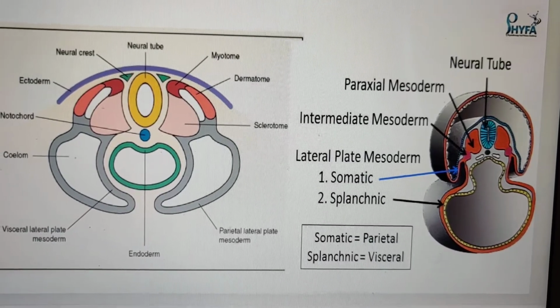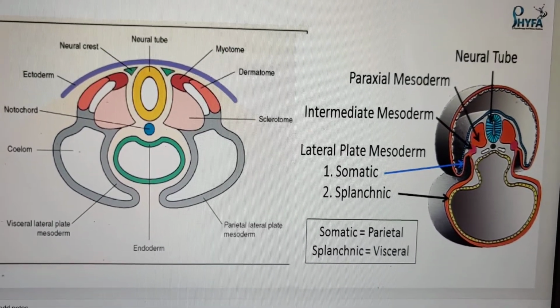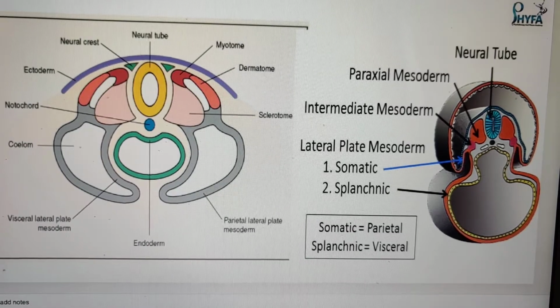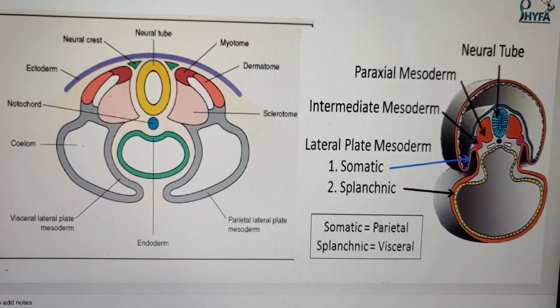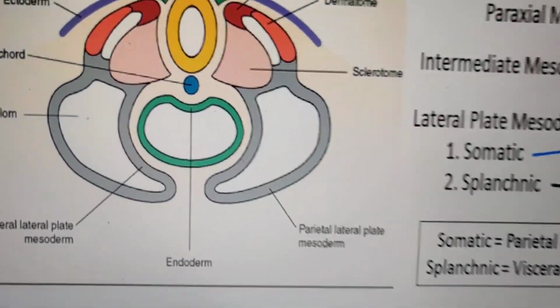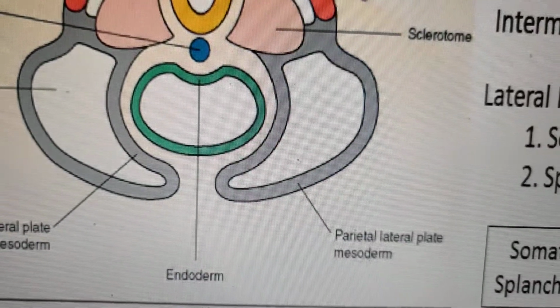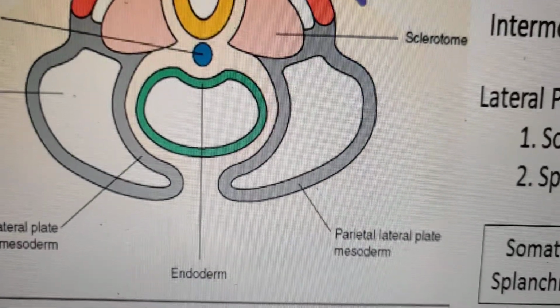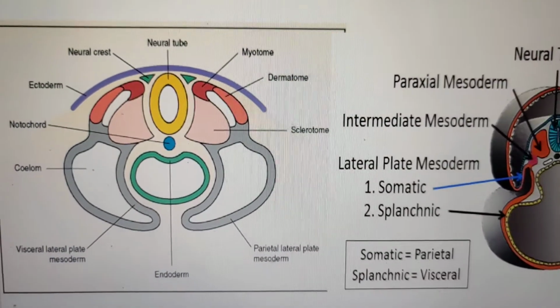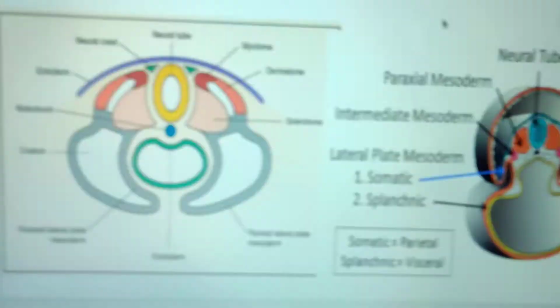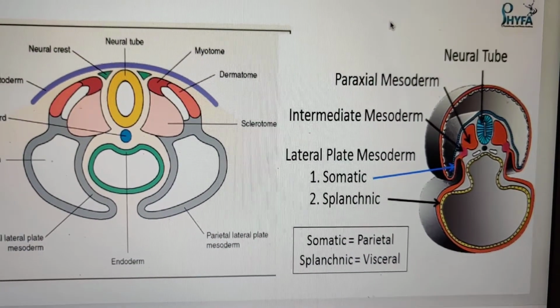And when this trilaminar disc rolls like a cylinder, something like you are rolling a paper, then you can see that the endoderm converts itself into an endodermal tunnel. Now here, what happens to the mesoderm? Let's see.